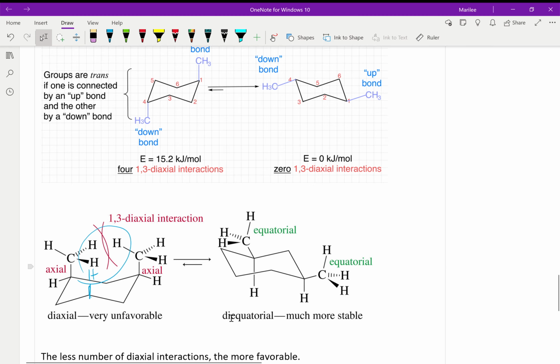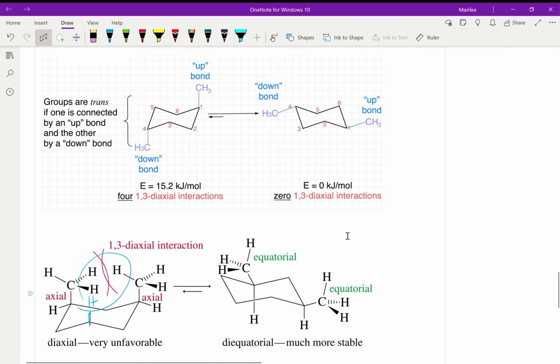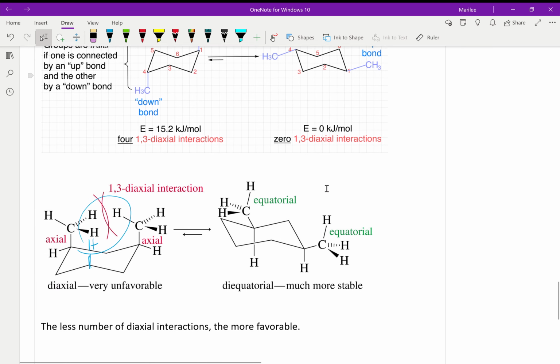And then when you flip the ring, you see that less hydrogens are interacting, so therefore the flipped ring is more stable. Same with the example you did in class. The hydrogens are not interacting. You have 0 1,3 diaxial interactions. Therefore, this form of the conformation is more favored. It's more stable.